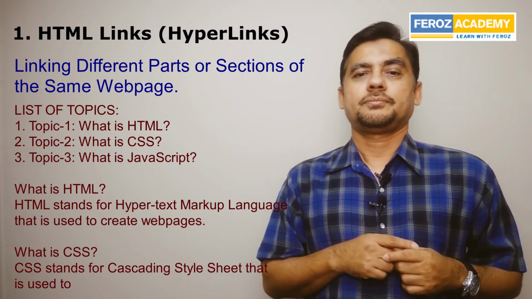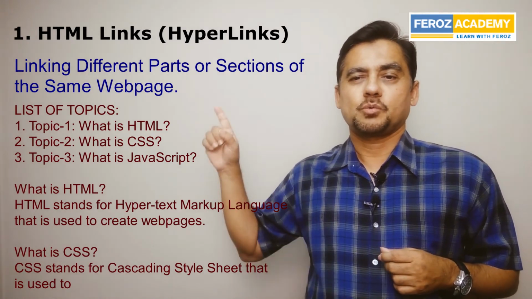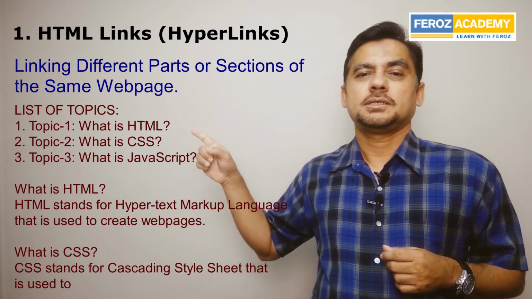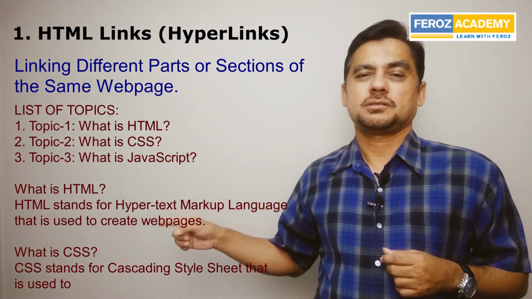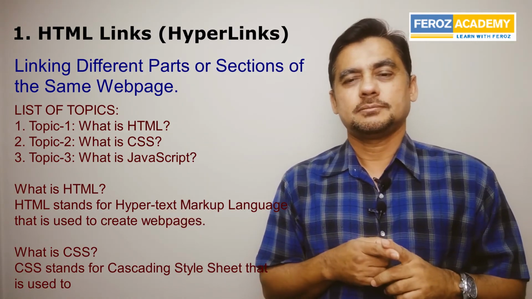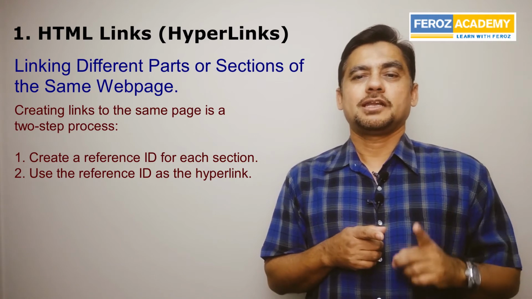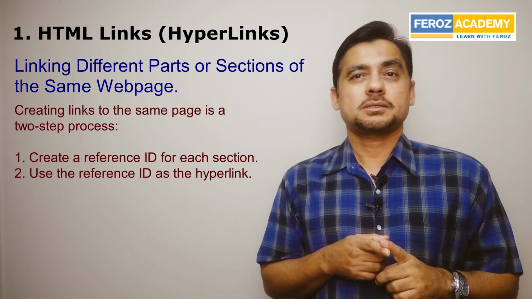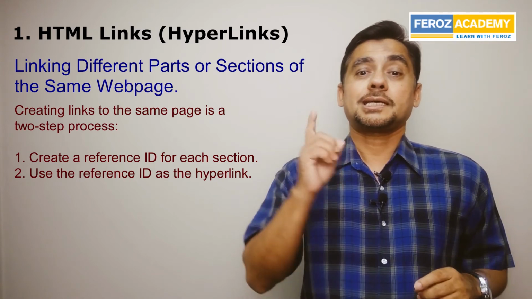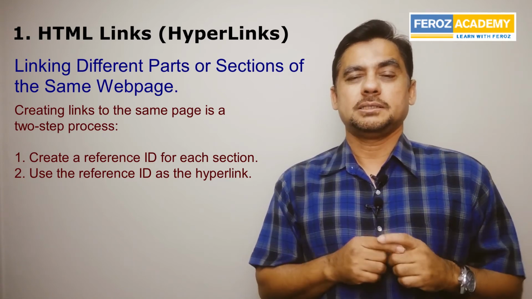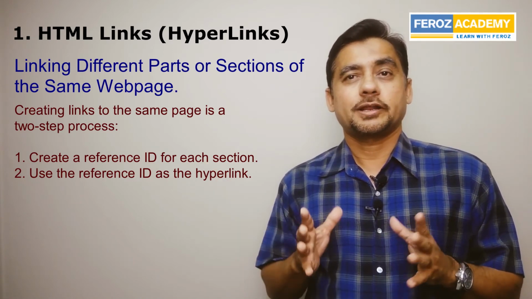In this example, when you click the topic number 1, the link takes you to the detailed section. Creating links within the same page is a two-step process. The first step is to create an individual reference ID for each section, also called bookmark. And the second step is to create a hyperlink using the bookmark ID. Let's look at an example.